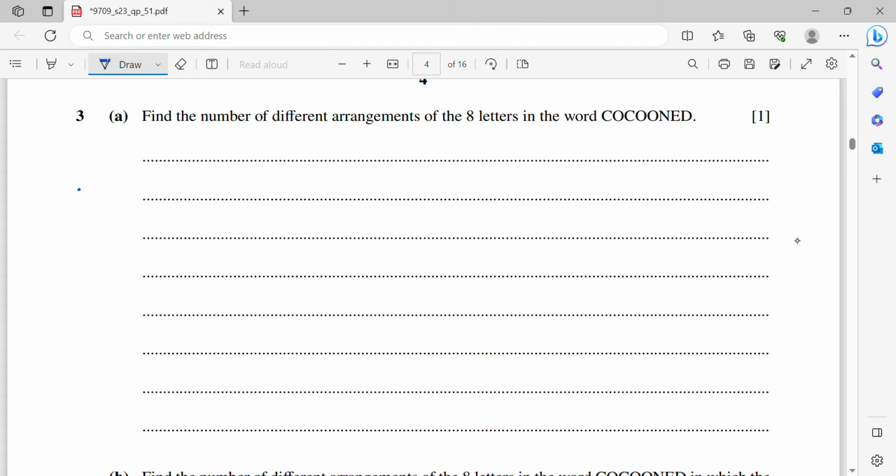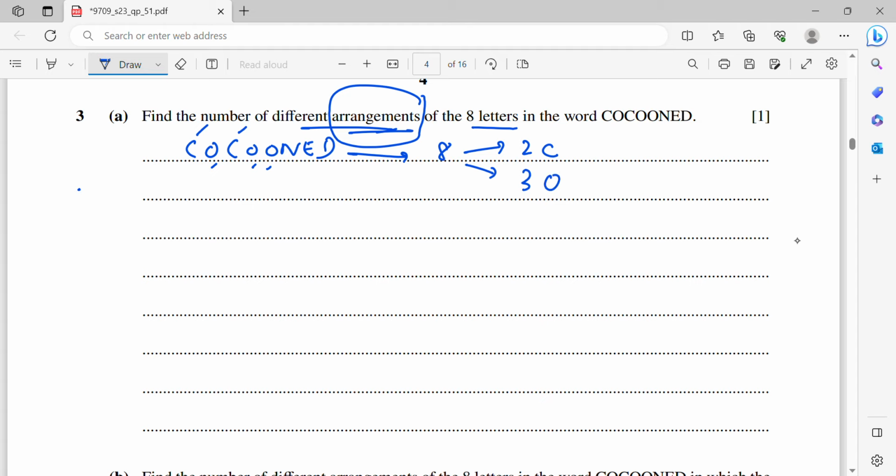Now, for question 3, find the number of different arrangements of the 8 letters in the word COONED. Alright, so from here, there are 8 letters. Out of 8 letters, I have 2 C's. Then I have 1, 2, 3, 3 O's. And then I have N, E, D. Okay, so these are the 8 letters. And then the question, just very general, find the number of arrangements. So number of arrangements.